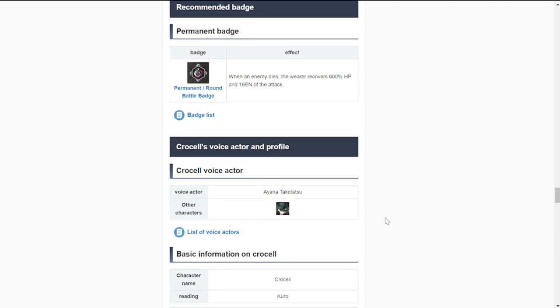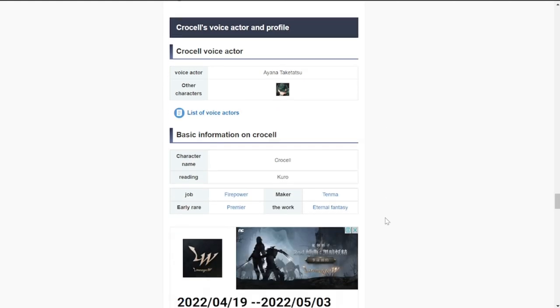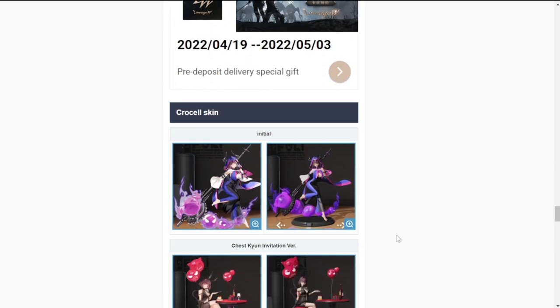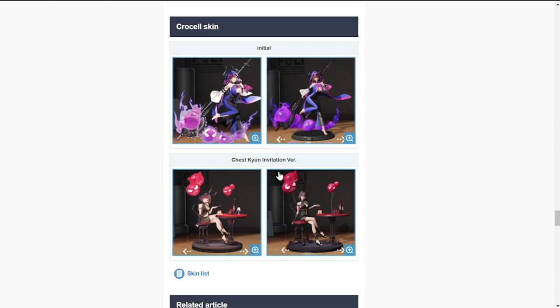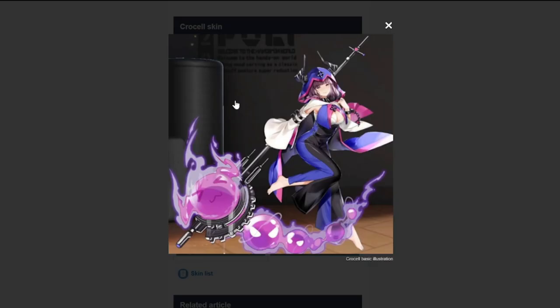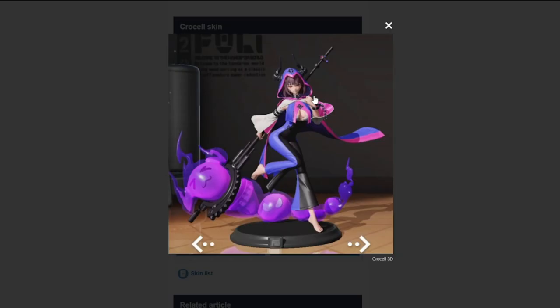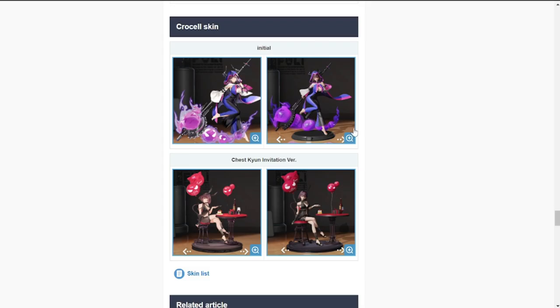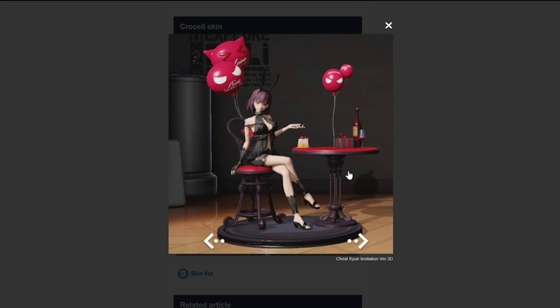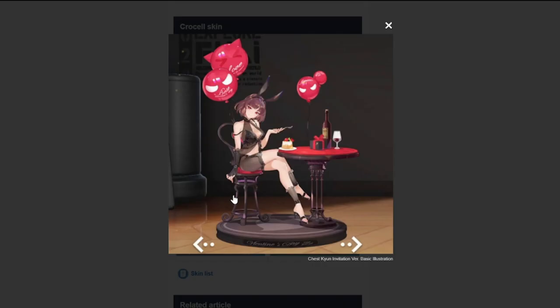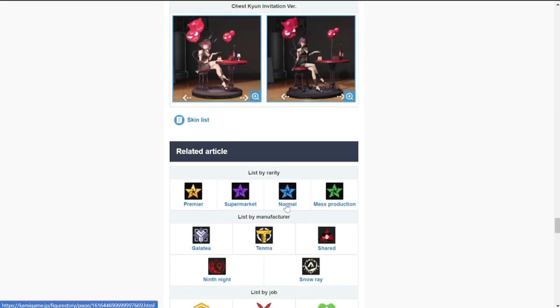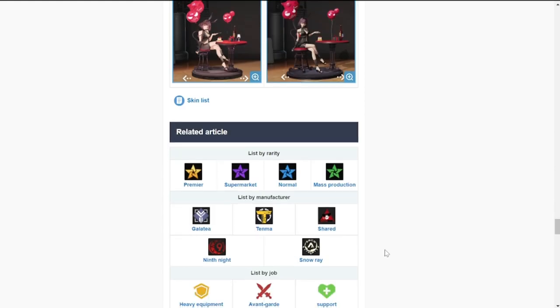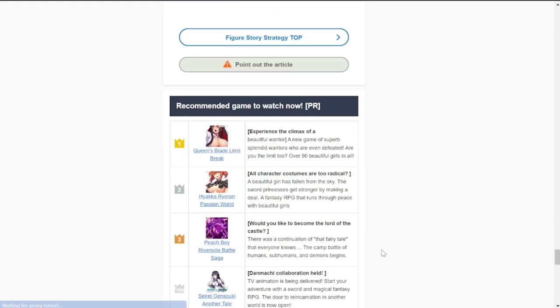So the others here, I'm not going to be going over the badges and everything, and she has skins as well. This is her initial skin, the one that we're going to get. It's not actually a skin, it's what she's designed to look like. But this other one looks kinda good. So we'll just have to wait and see if this drops together with Crocell when she drops this week.